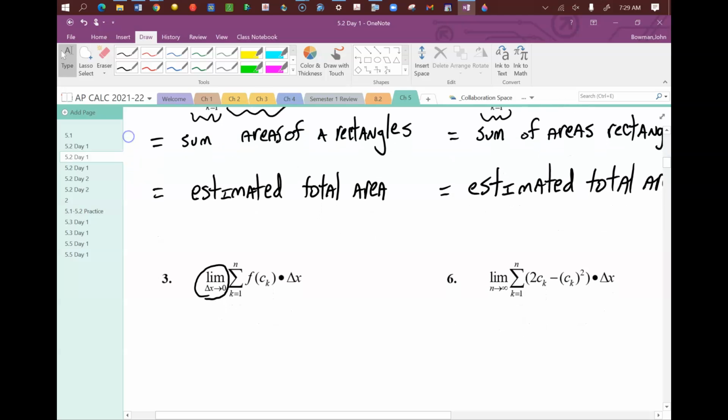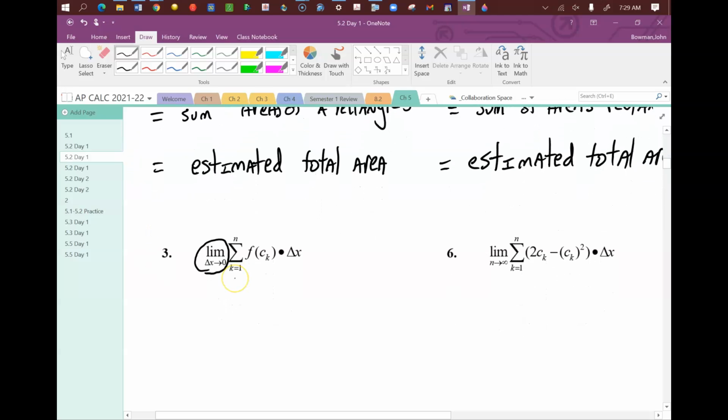So this is where the calculus part comes in. So basically what we have is, this is saying number of rectangles approaches infinity. And then this is the total area. So this whole expression is the exact, or approaches the exact area.